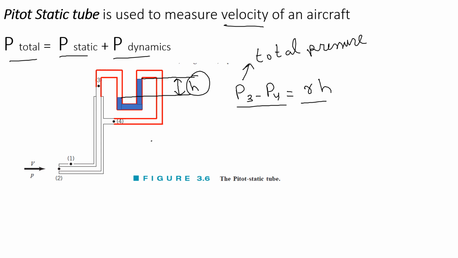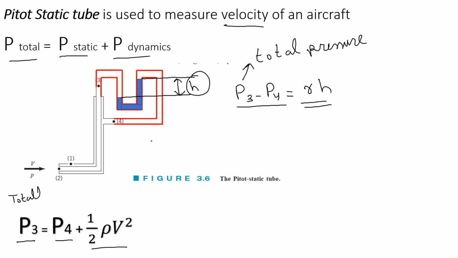So this is what we are doing. We are using a pitot-static tube, and we have installed a manometer to it to measure this static and total pressure, and by taking the difference of the total and the static pressure, we can measure the velocity by applying the Bernoulli equation at point 3 and point 4. By applying this equation, we get P3 is equal to P4 plus half rho v squared. The total pressure is equal to the static pressure plus the dynamic pressure.